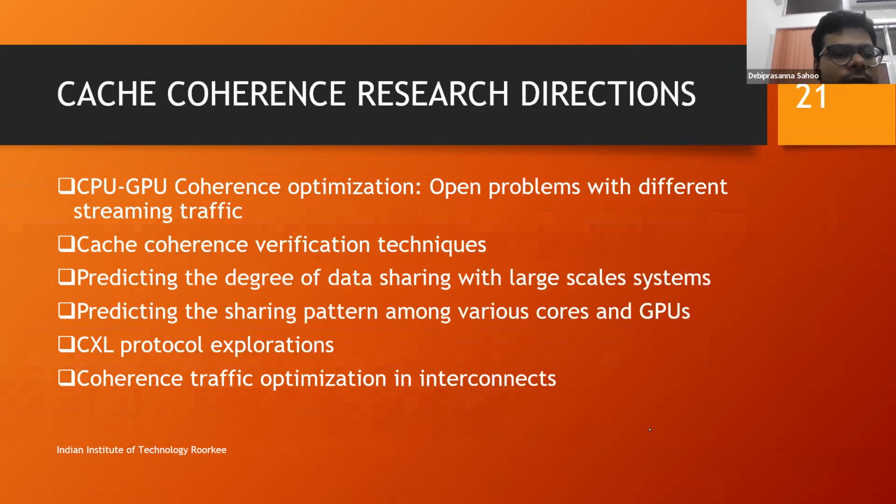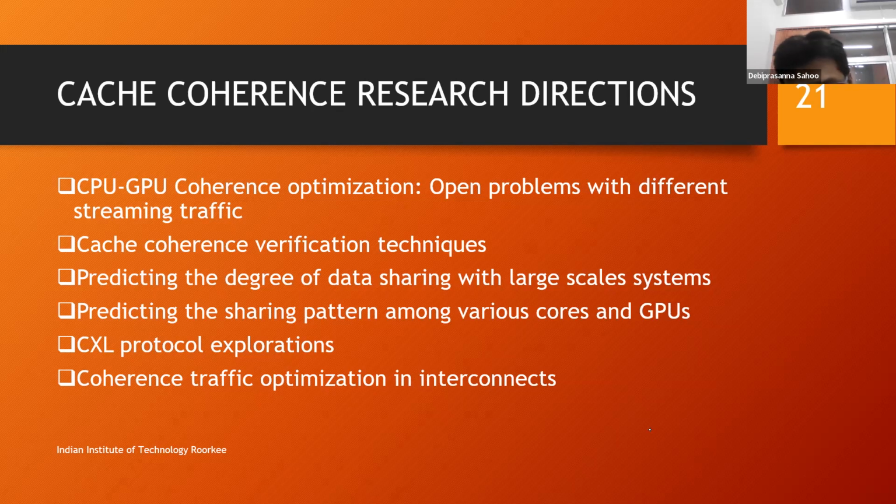Okay, so cache coherence research directions. As I discussed, CPU-GPU coherence optimization is an open topic because of different streaming traffic. Cache coherence verification techniques is an open research direction. Predicting the degree of sharing patterns of large-scale systems is again a very open domain of research. Predicting the sharing pattern across various cores and CPUs is again an interesting direction.